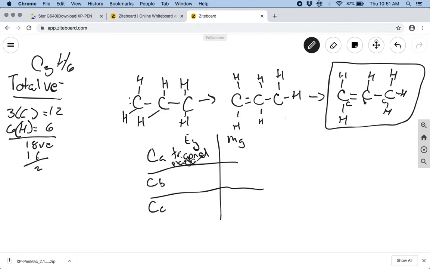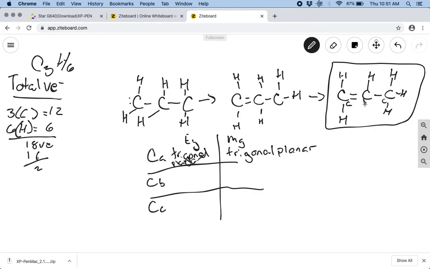Now, when we have no lone pairs, what we have for our electronic geometry will be the same for our molecular geometry. So our molecular geometry for carbon A will also be trigonal planar.